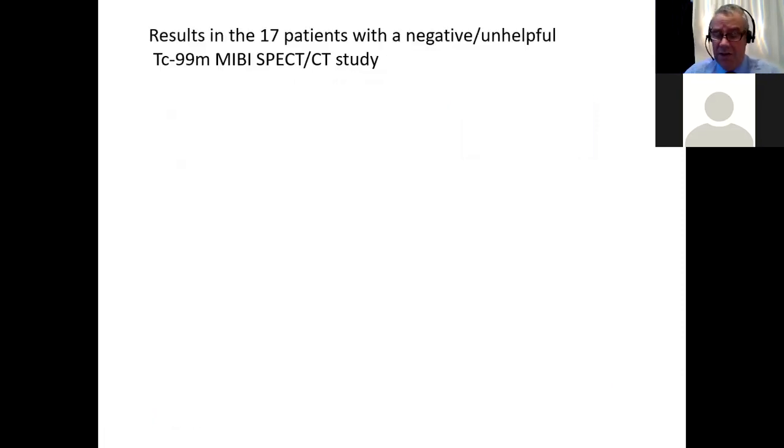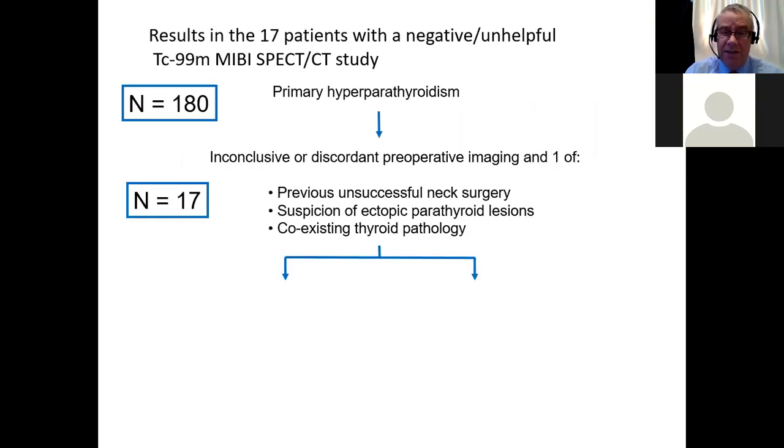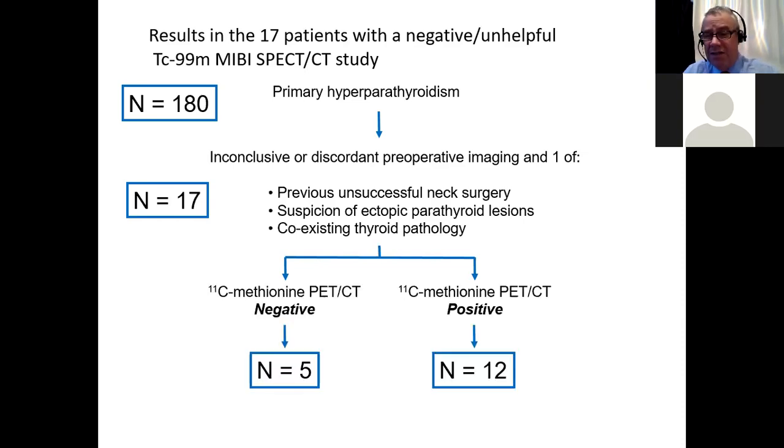So this is some results of some work that we did. We looked at 180 patients with primary hyperparathyroidism. They had MIBI and ultrasound. And if you remember, I said that 90% will be found by those techniques. So 163 were found, and about 10% of them, i.e. 17 patients, we couldn't find a parathyroid adenoma. So they went on to have a C11 methionine PET. It was still negative in 5 of these, probably just too small for PET to find, but positive in 12.